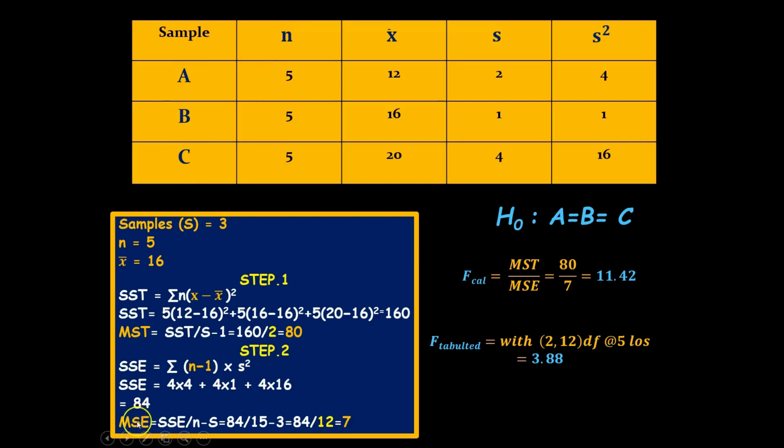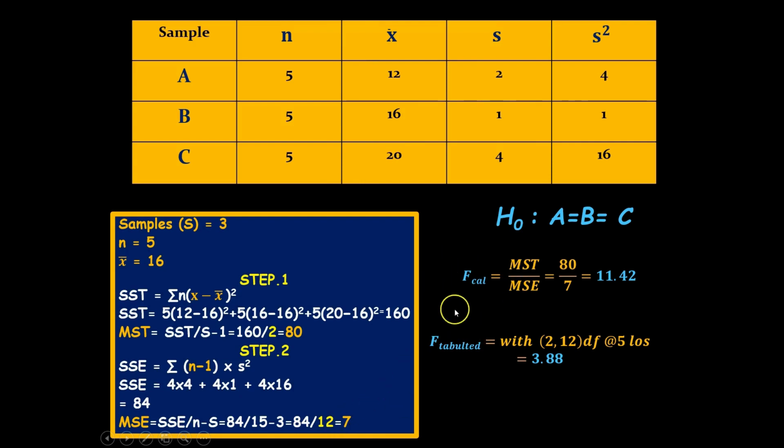And in order to get the mean square of the variance, we will divide this by its respective degrees of freedom, that's n minus s. N is 15 and s is 3. Why 15? Because we have 3 samples and every sample is based on a size of 5, so 3 multiplied by 5 is 15. 15 minus 3 is 12. So when we divide 84 by 12, the overall variance due to non-assignable cause or due to error is 7.